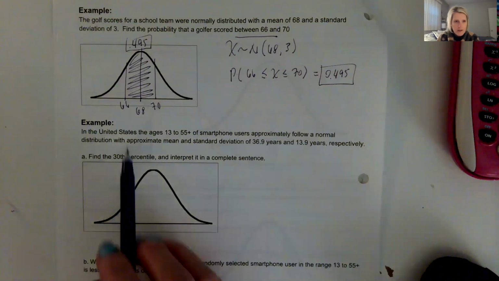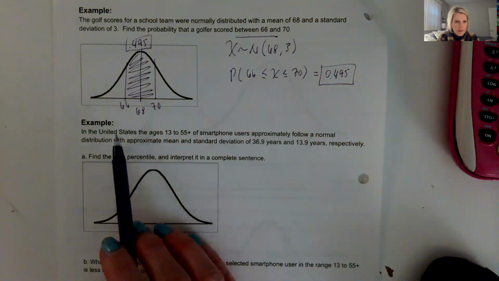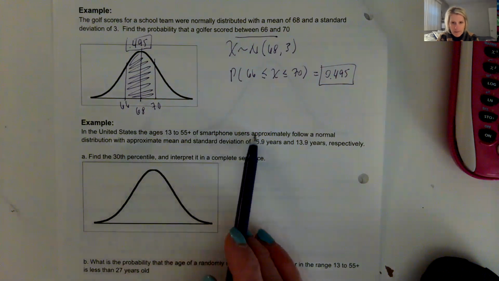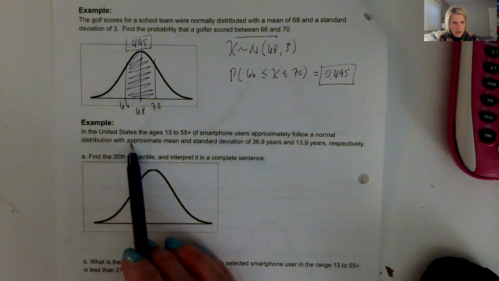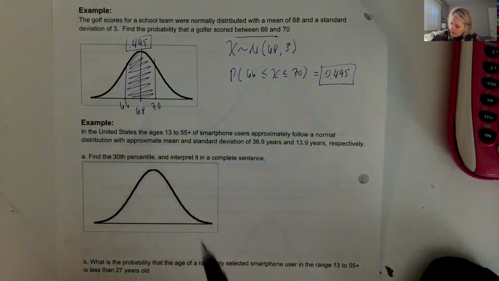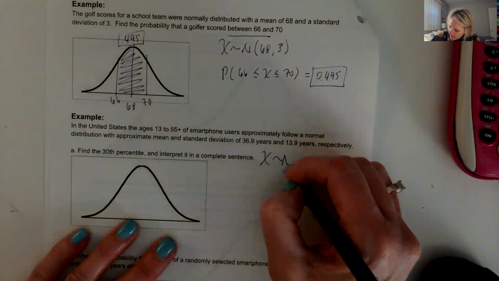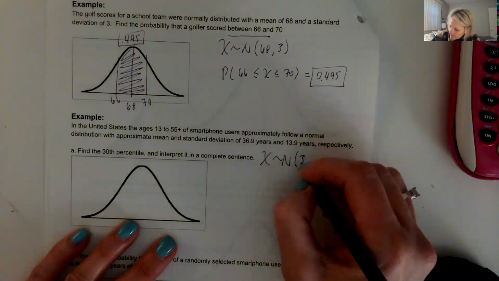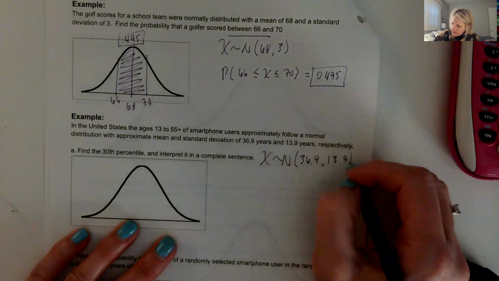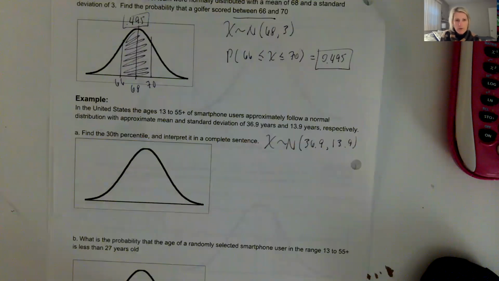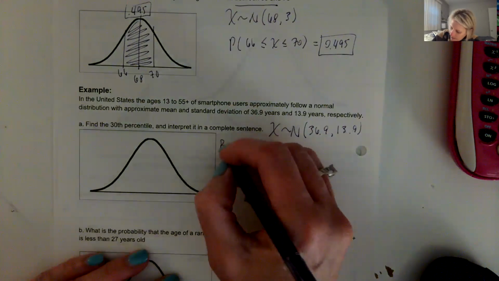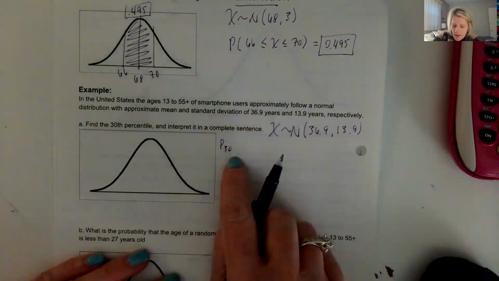The next scenario talks about in the US, the ages 13 to 55 of smartphone users approximately follow a normal distribution with approximate mean and standard deviation of 36.9 and 13.9. So let's just define that here. Find the 30th percentile and interpret it. Percentile. So the 30th percentile is noted as that.